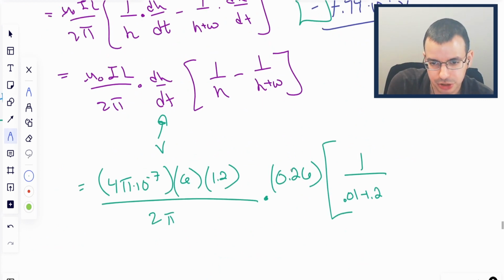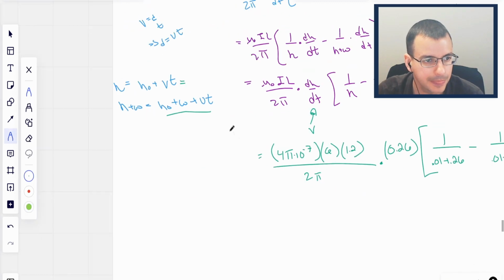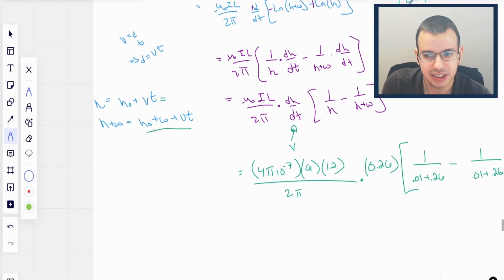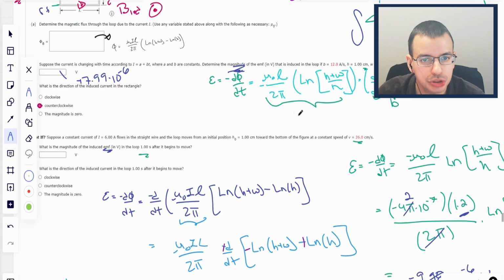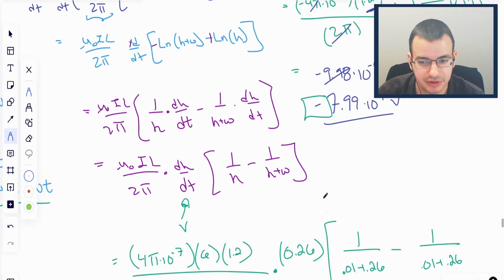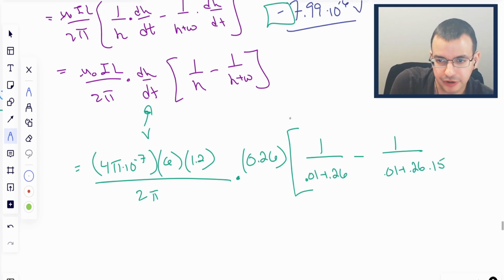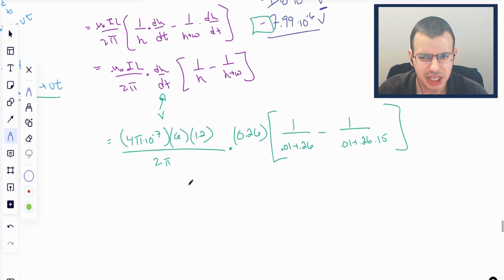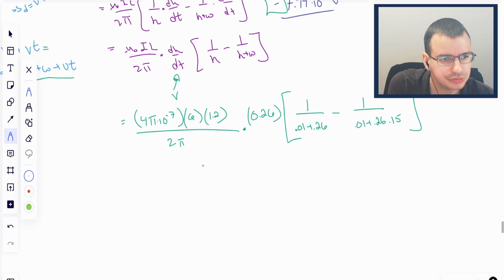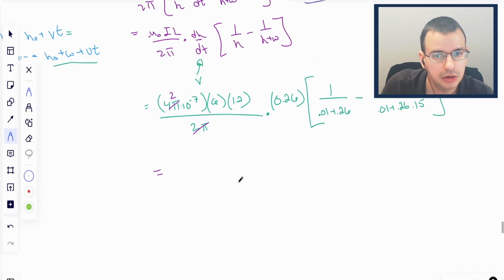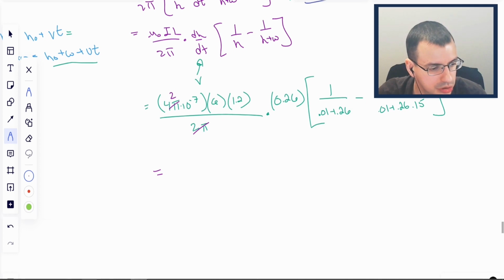So I'm going to do plus 0.26 minus 1 over 0.01 plus 0.26, because that's the h plus vt. And then we're going to add in w, which we're told is 0.15. And this actually should be the answer. So the key idea here was write up flux, take the derivative, look at what's changing. All right. So 2 pi and 4 pi becomes 2. Yes. Now we're going to go straight to calculator.